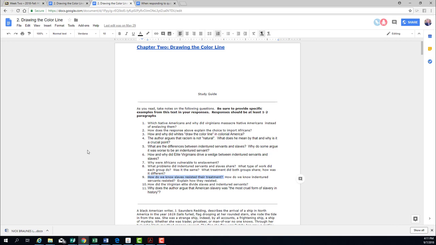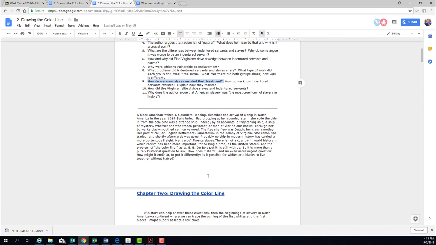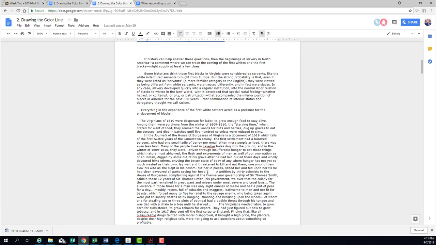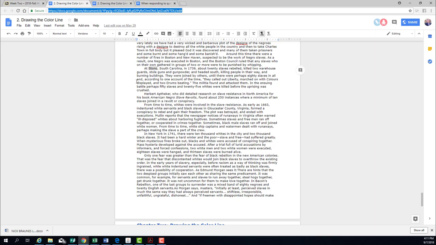give specific examples, right? So in the readings, you're going to notice all sorts of examples of how slaves resisted their treatment. One of the ways they did it was through rebellions, right? So around here, it begins talking about a very specific rebellion that happened in Stono. So you could refer to that.